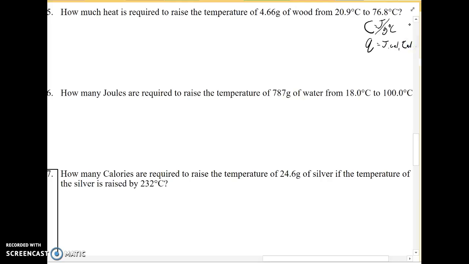All right, so this is asking us for heat. So in this case, we're solving for Q. We are going to use our equation Q equals mc delta T. So now I'll make my variable chart: Q, m, c, and delta T.